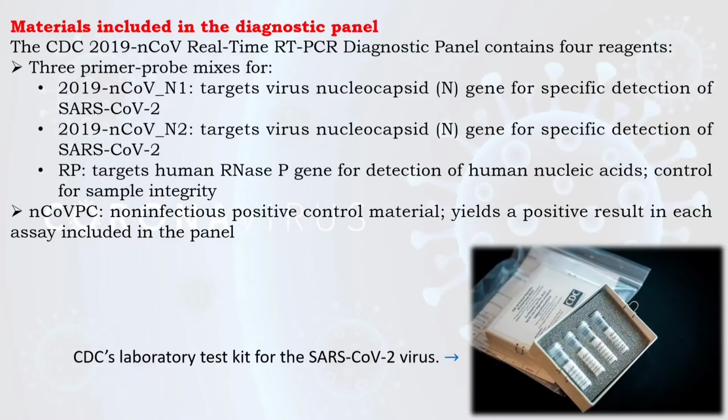Materials included in the diagnostic panel. The real-time RT-PCR diagnostic panel contains 4 regions. nCoV-PC yields a positive result in each assay included in the panel. 3 primer probe mixes for nCoV N1 and N2 target the virus nucleocapsid gene for specific detection. Targets the human RNase P gene for detection of human nucleic acids, controlled for sample integrity. This is CDC's laboratory test kit for the SARS-CoV-2 virus.